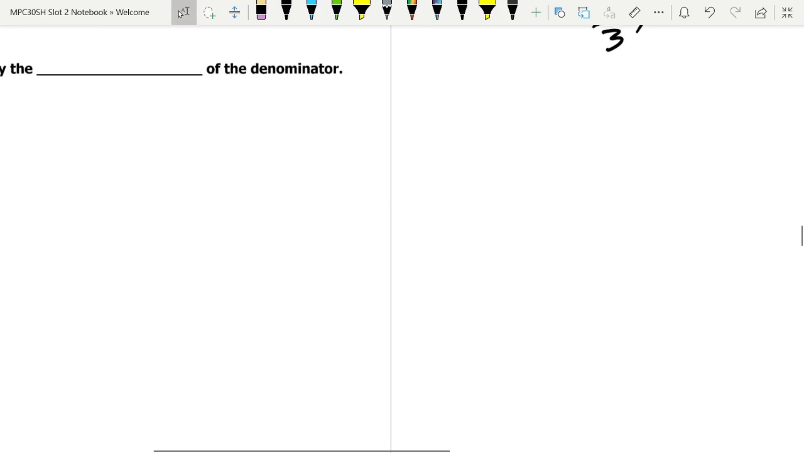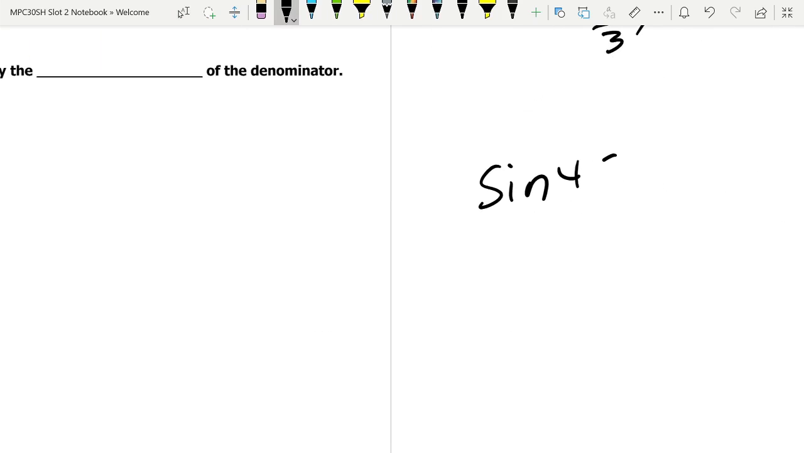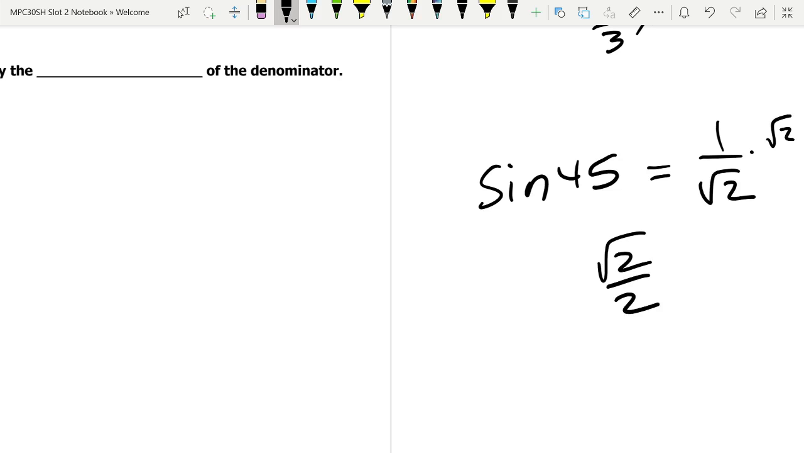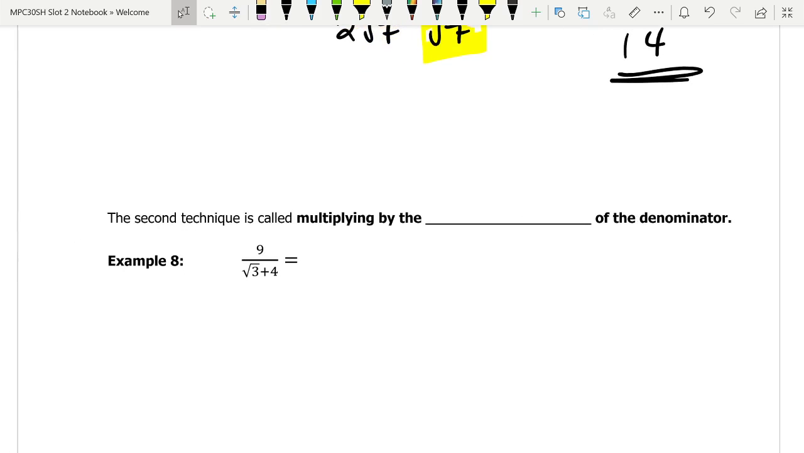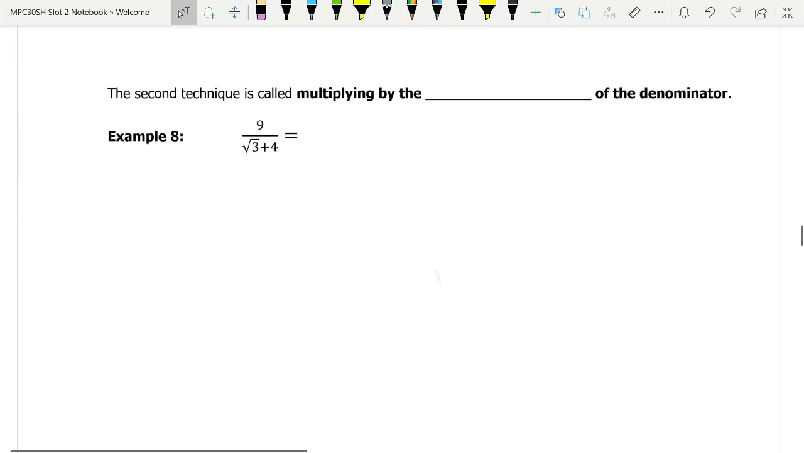In trig, what's the sine of 45 degrees? According to my unit circle, it's actually 1 over the square root of 2, but we don't like the answer like that. So we always called it root 2 over 2. Where did that come from? By multiplying by 1. So we've seen this already, and you might have seen this in grade 10.